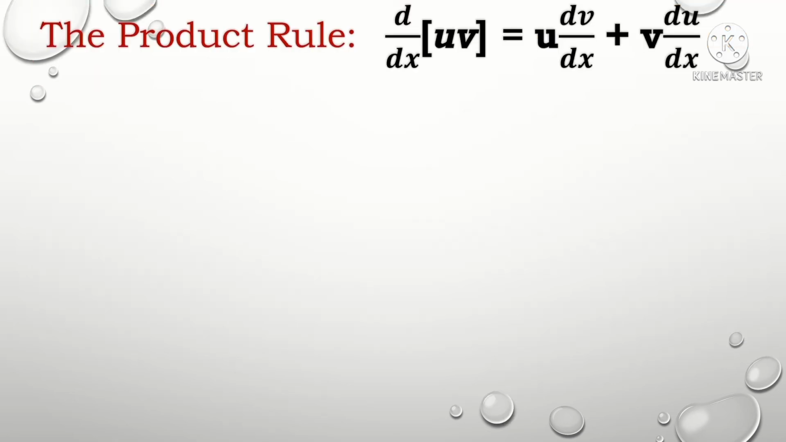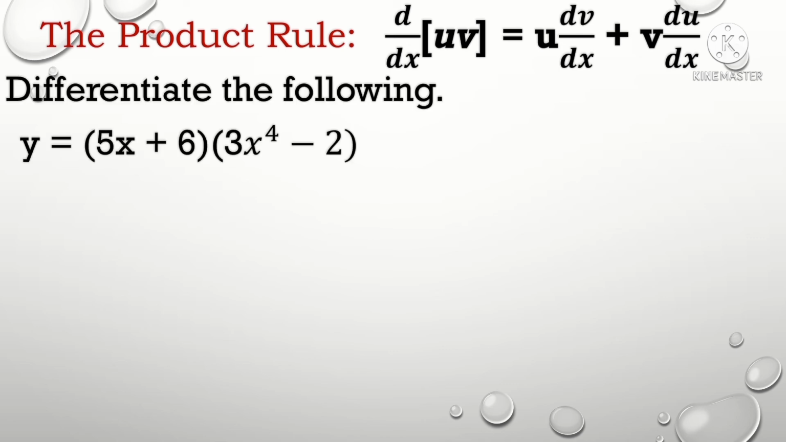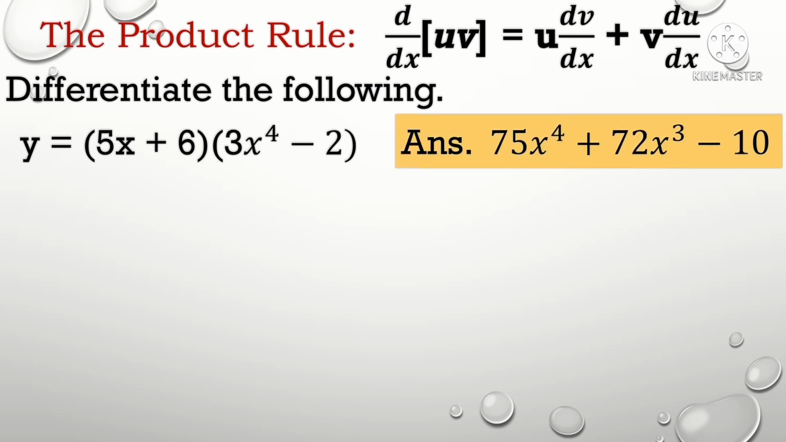So using this formula, the product rule, let's differentiate the following. y is equal to the quantity of 5x plus 6 times the quantity of 3x raised to 4 minus 2. So first, we're going to identify which will be your u and your v. So I will give you now the answer. So that's the answer for this function. Later on, we will check if this answer is really correct. So again, let's go back to this.